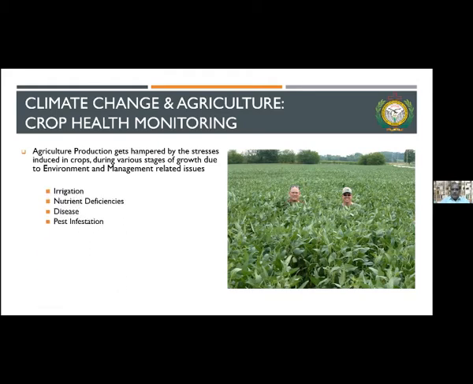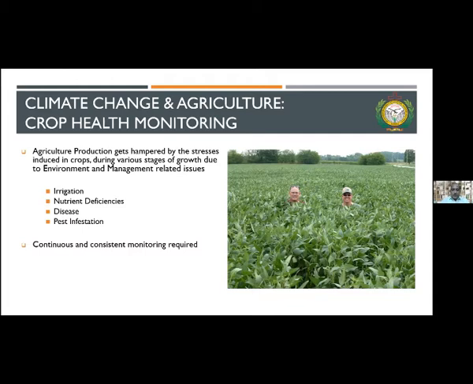And there are several reasons why these stresses are happening in the crop. Management related issues are irrigation and nutrient deficiencies. Environment related issues are diseases and infestation. Various pests can attack the crop, and this is again because of the environment and changing climate.